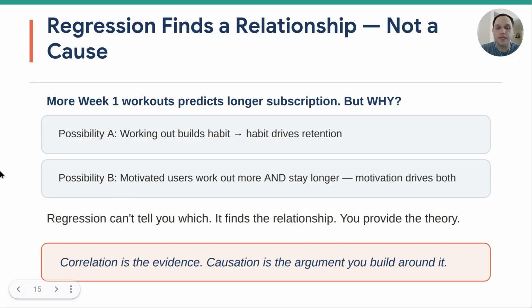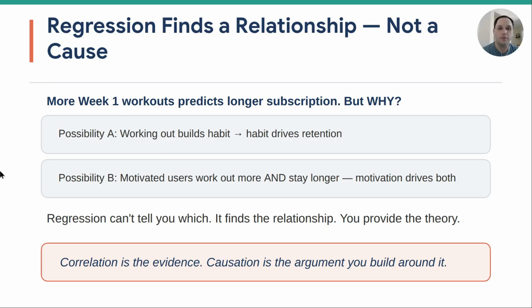Here's the most important caveat in all of regression analysis, and it's worth taking seriously. Regression finds a relationship. It does not prove that one thing causes another. For PulseApp, more week 1 workouts predicts longer subscription lengths. But why? There are at least two plausible stories. One, logging workouts in week 1 builds a habit, and that habit drives longer retention. The workouts cause the retention.